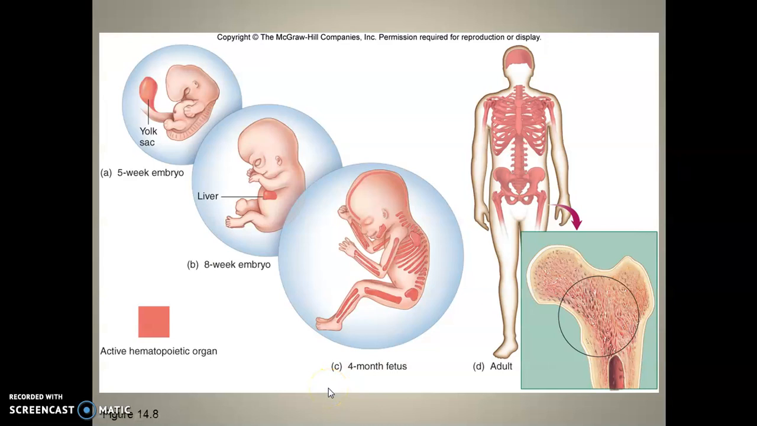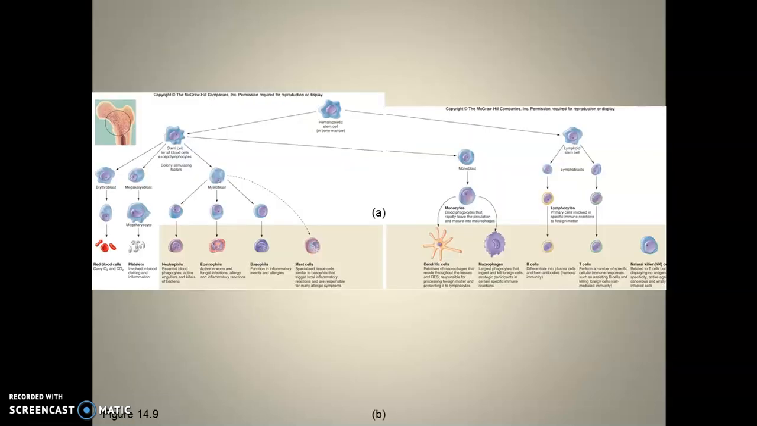Where does hematopoiesis happen throughout life? As an embryo, in the first 5 weeks, it occurs in the yolk sac until the liver starts to develop, and then it occurs in the liver until the bones start to develop in a fetus. Once the bones develop, hematopoiesis happens there throughout the life of a person, in the bone marrow.